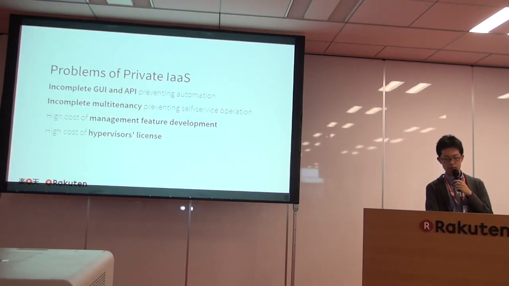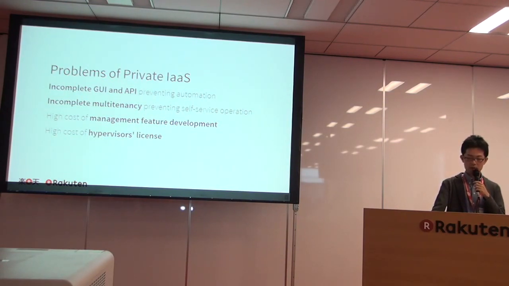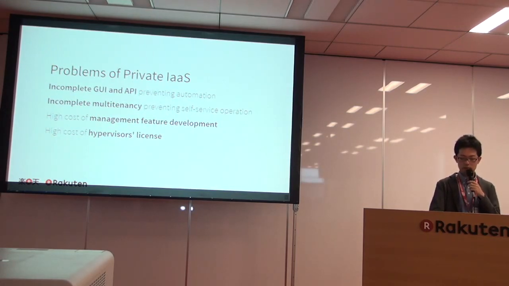Next problem is about multi-tenancy. Rakuten has literally hundreds of services operated by different teams. So without multi-tenancy features, it is impossible to permit self-service operations. So we might be able to develop perfect GUI, API, and multi-tenancy by ourselves, but from our experience, developing management features from scratch takes so much time and human resources.